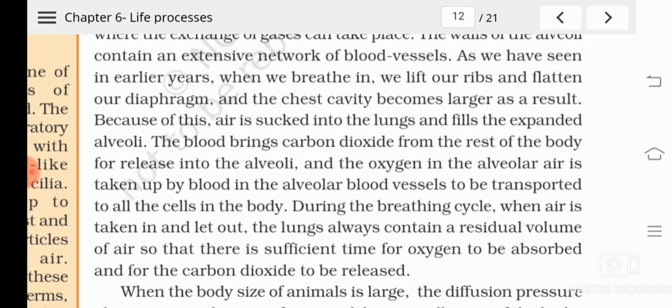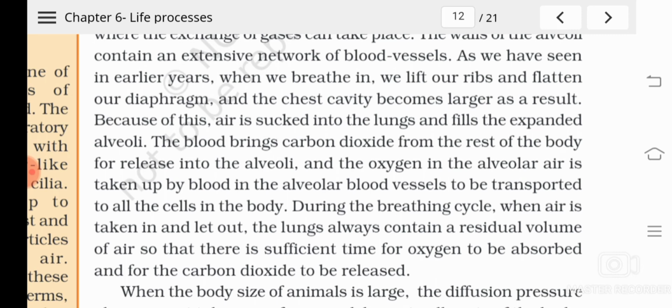You can observe when a person is sleeping, their chest moves up, isn't it? So we lift our ribs and flatten our diaphragm. What happens during that time? The chest cavity becomes larger, the volume increases. So when volume increases, what happens?